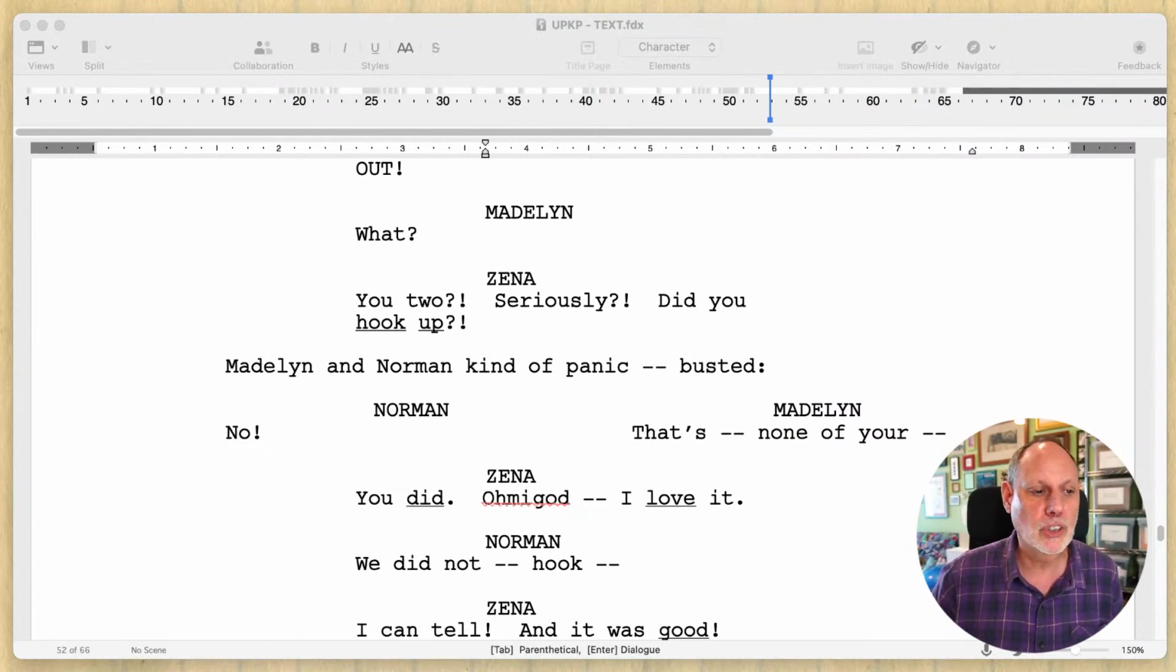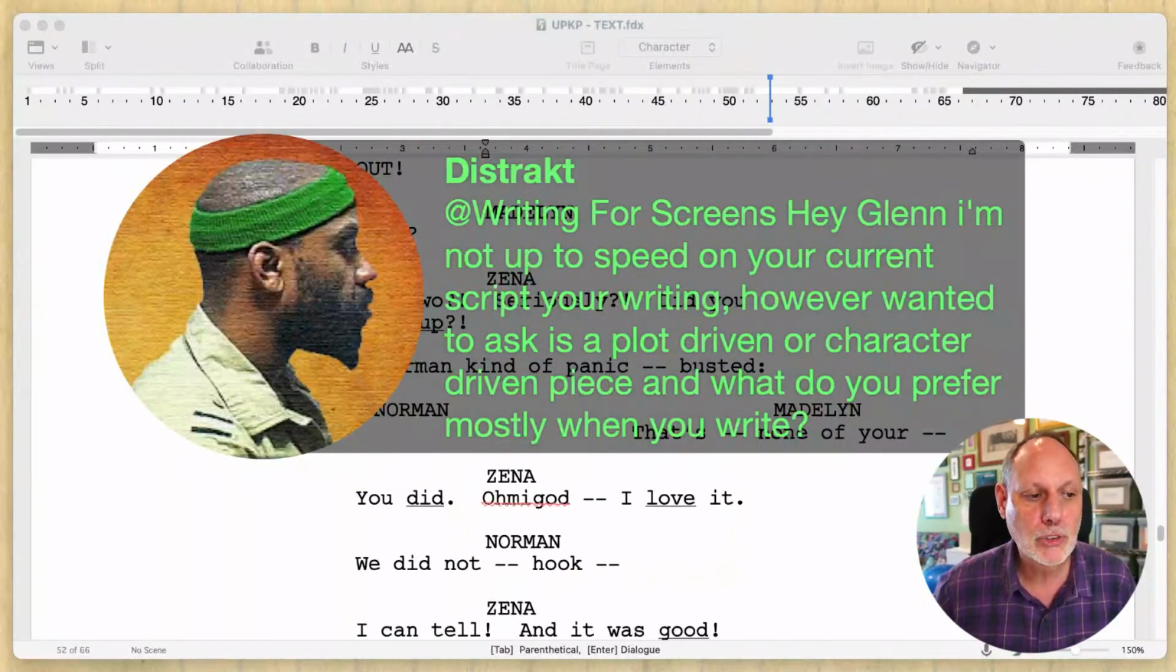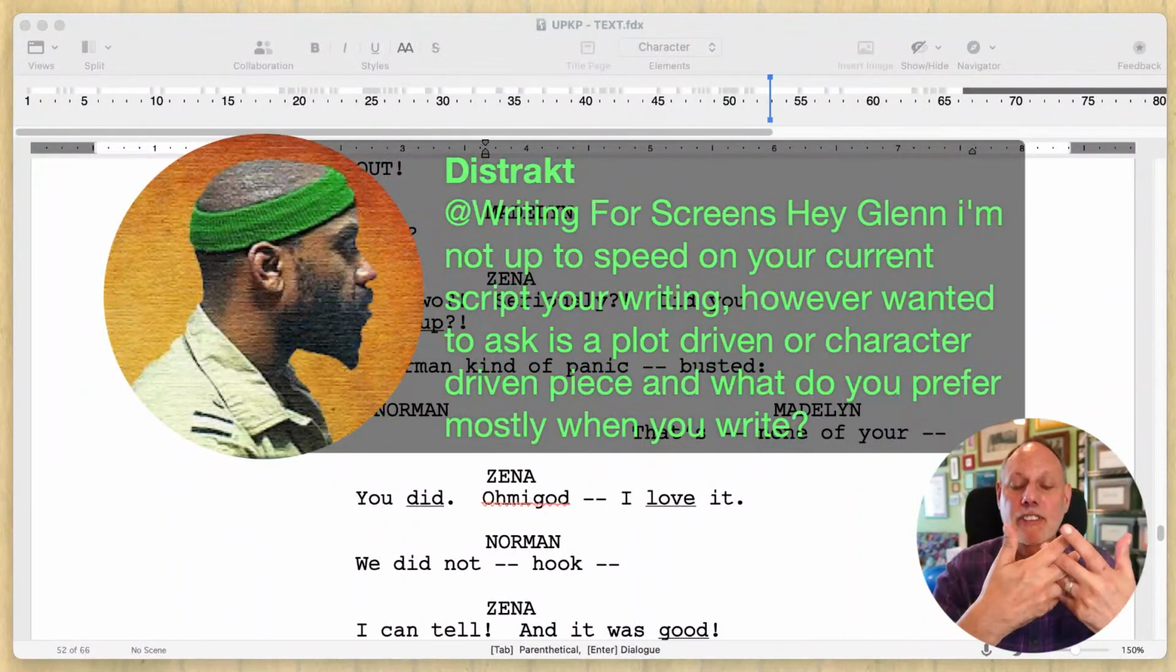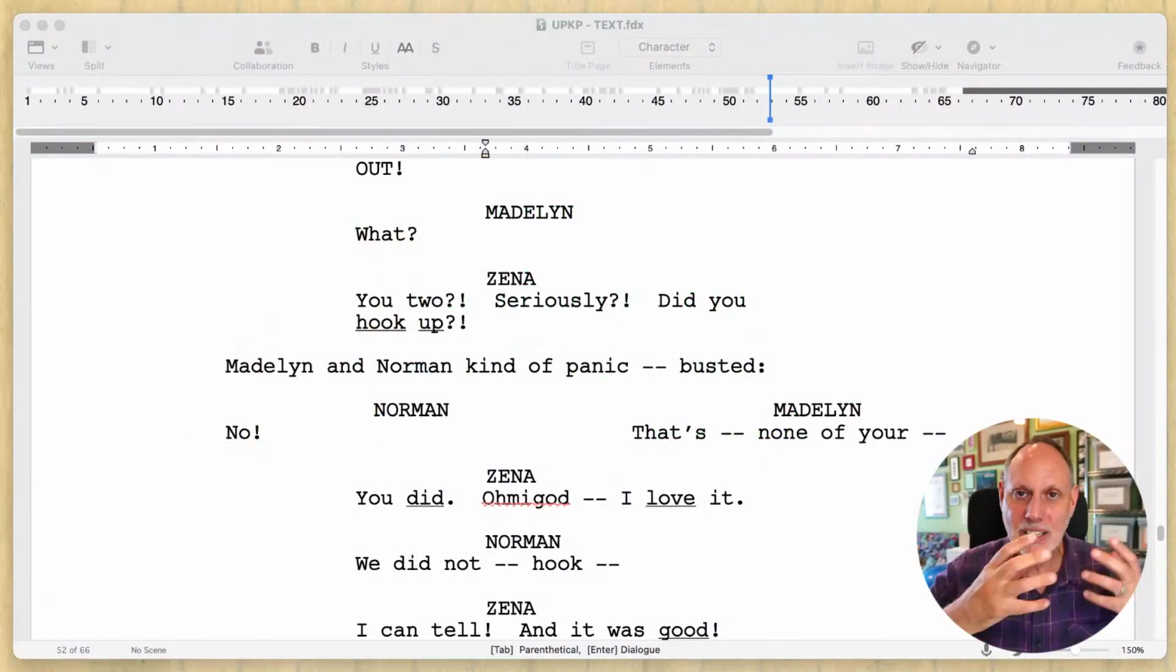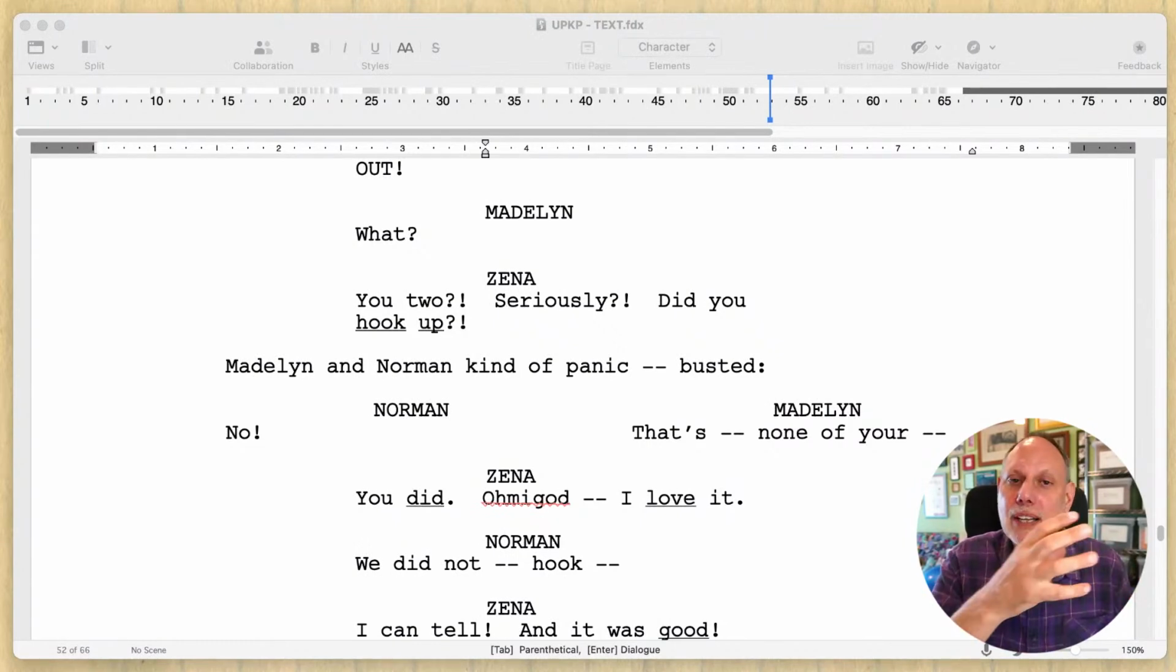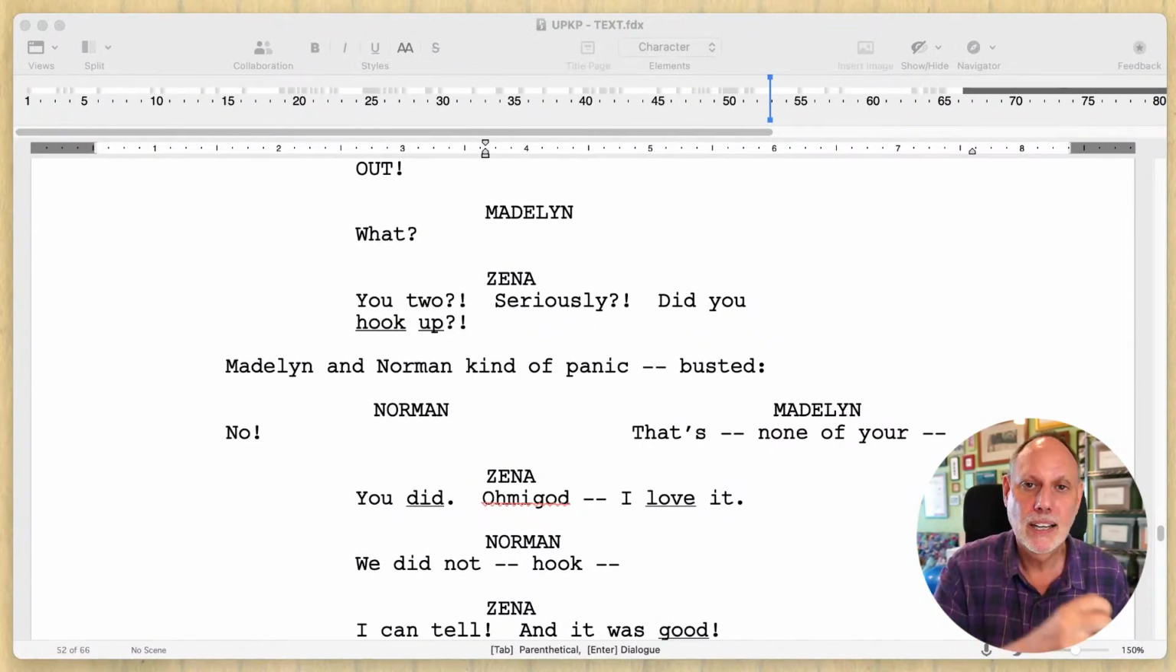However, that does not answer your real question, which is plot-driven or character-driven piece. And the thing I prefer to write is one that is 50-50ing that. For me, I really like to take a really plot-driven thing and then give it character, which is unusual, or to take a really character-driven thing and hype the plot. For me, it's always about how many things can you jam in? What is the highest level of genre exploding can you do?